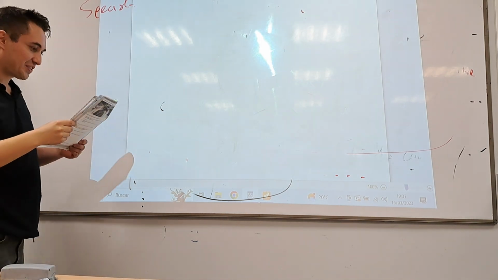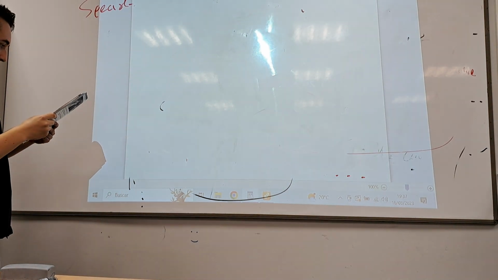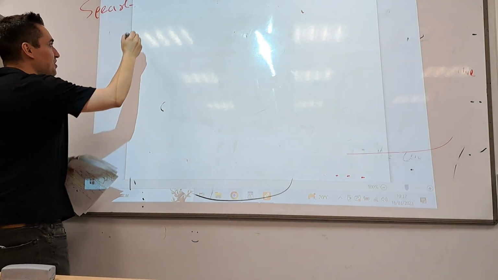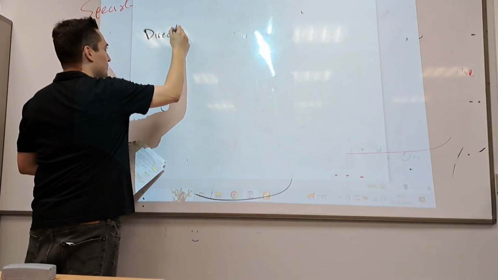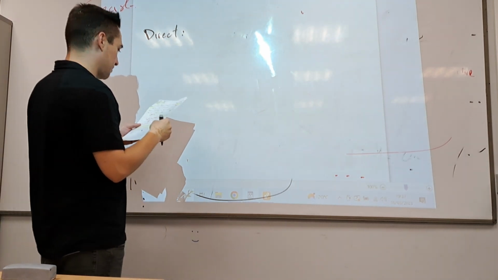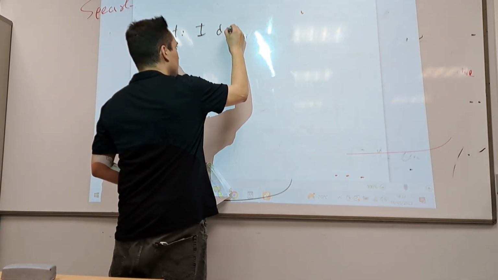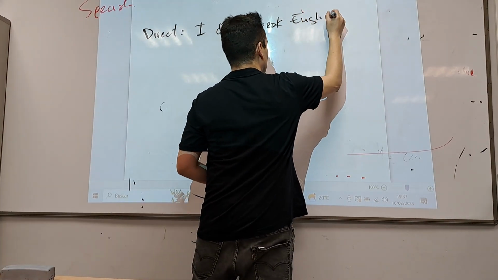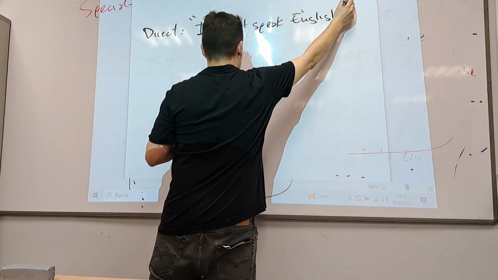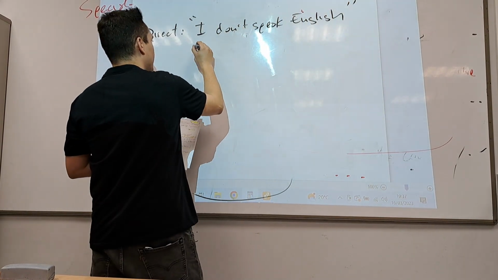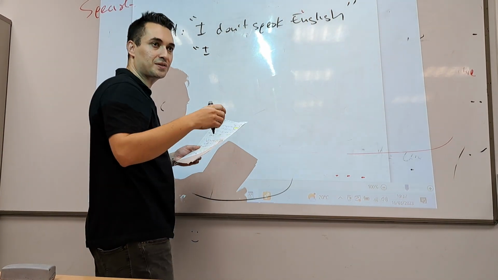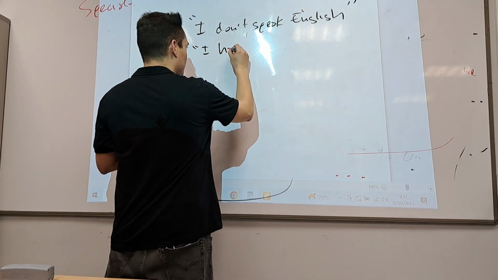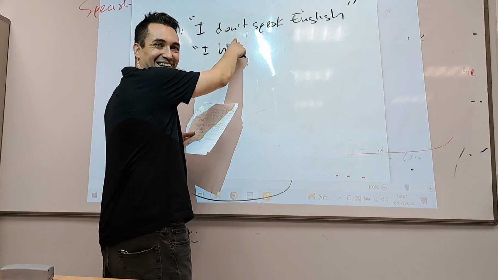More special tenses. All right. I'm going to give you direct speech here. Direct speech, and then you report it to me. I don't speak English. I haven't done anything. Imagine that the police arrested somebody and that person said, I don't speak English, I haven't done anything. Well, you're speaking English right now.